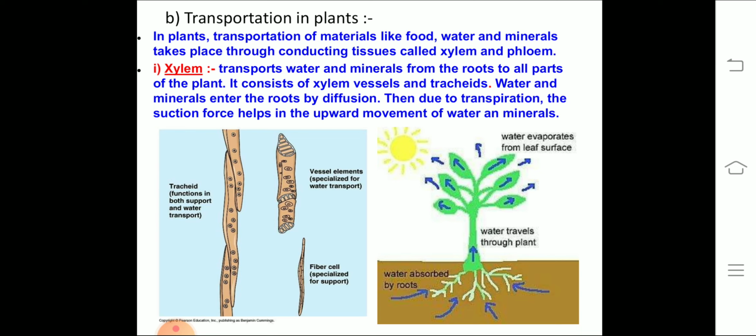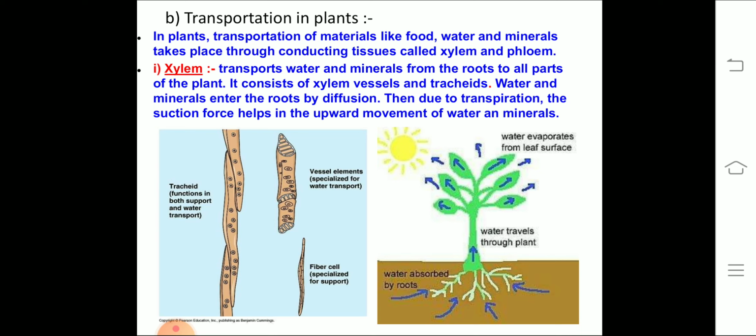They are arranged longitudinally, one upon the other, and make a big pipe system from the roots to the leaves. Now how does water get sucked up from the roots to the leaves? One theory that is proposed which helps the water to go up is transpirational pull. You know what transpiration is? The excess of water is given out by the leaves through the stomata.